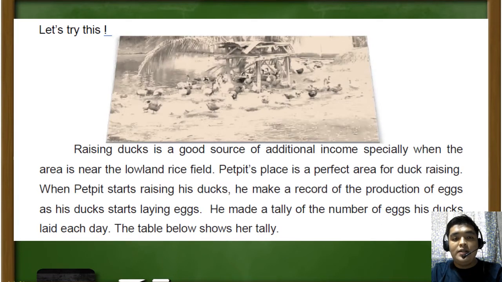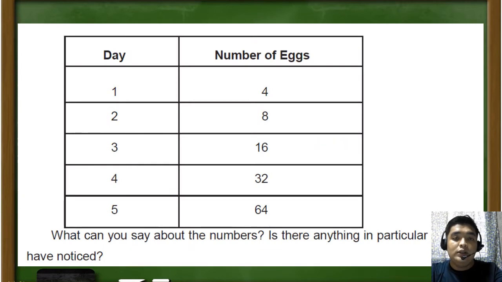Try this. Raising ducks is a good source of additional income, especially when the area is near the lowland rice field. Petpit's place is a perfect area for duck raising. When Petpit starts raising his ducks, he makes a record of the production of eggs as his ducks start laying eggs. He made a tally of the number of eggs his ducks laid each day. So the table shows his tally. The table has two columns. Our first column is day 1 up to day 5. Then the second column, the number of eggs per day.